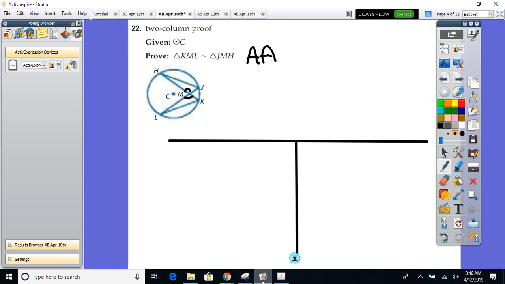25. Why? No. Don't use the word angles. There you go. Inscribed angles drawn in the same arc are congruent. Angle, angle.